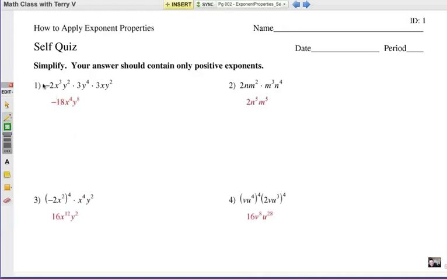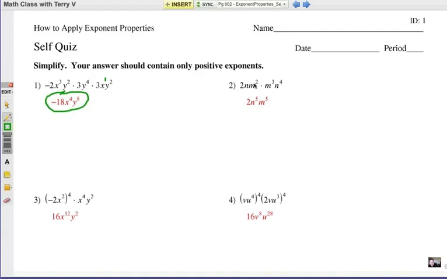All right, for number 1, we have negative 2 times 3 times 3, which will give us negative 18. And this x to the 3rd times this x to the 1st is going to give me my x to the 4th part. And y squared times y to the 4th times y to the 2nd. Remember, we add those exponents together, y to the 8th. Final answer.